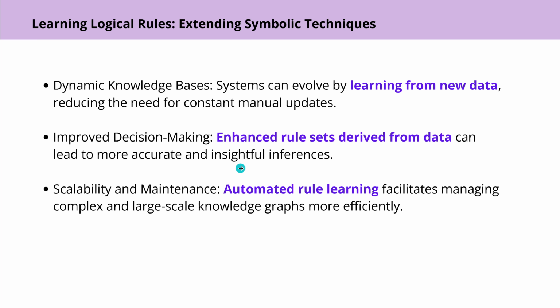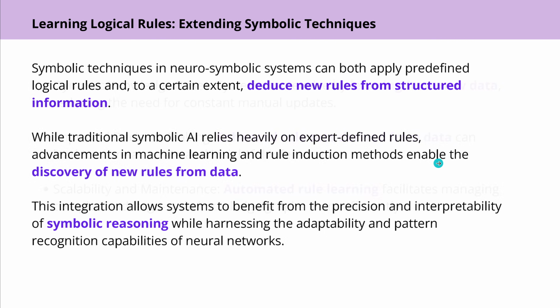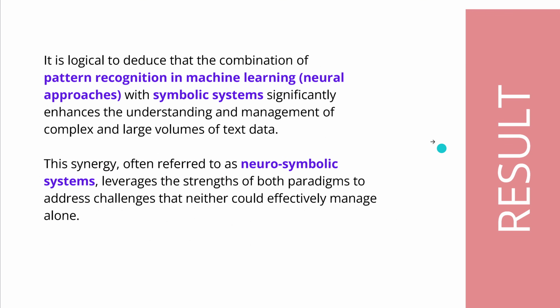And you have scalability and maintenance, because you have automated rule learning, which facilitates a more complex and bigger, large-scale knowledge graph much more efficiently. So you see, from our green grasshoppers' short summary, it is easy. We can deduce new rules from structured information. Remember, data, information, structured information. Now we're at the rule level. We can discover new rules from those data, and this allows us this integration, the interpretability of symbolic reasoning.